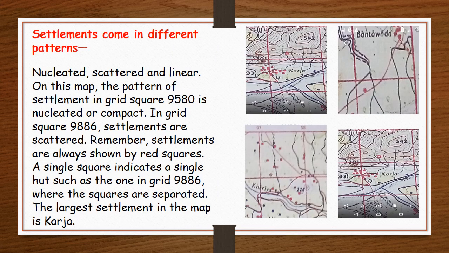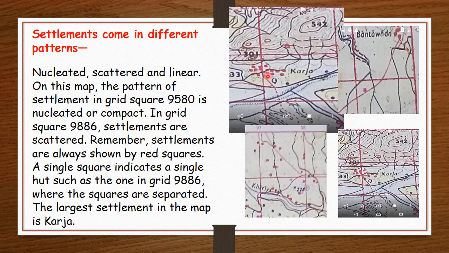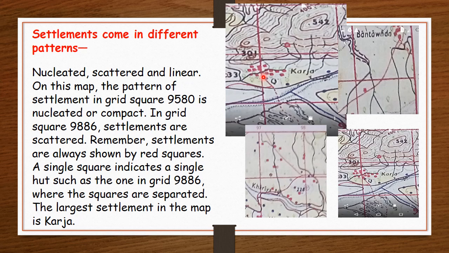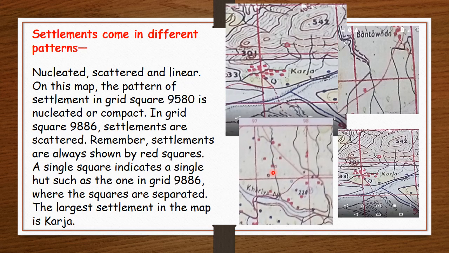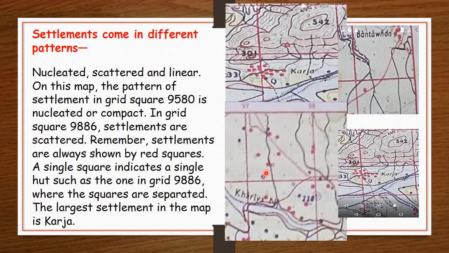Now already we have discussed the settlement patterns in the previous lecture, that is nucleated, scattered, and linear. So on this map, the pattern of 9580 is nucleated or clustered or compact, means grouped together. So here you can see that. Then the other one, that is the scattered, means that is not grouped together. They are far from each other. So here you can see the scattered settlement.